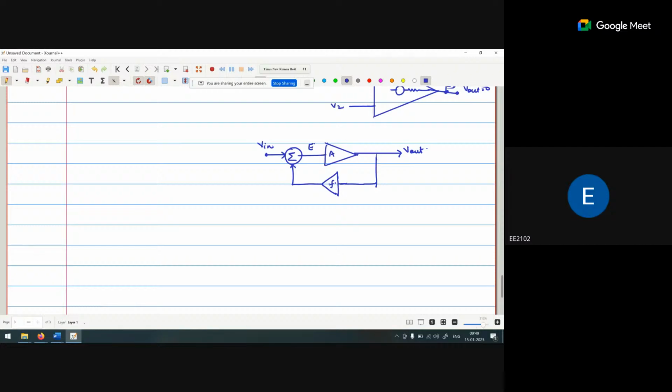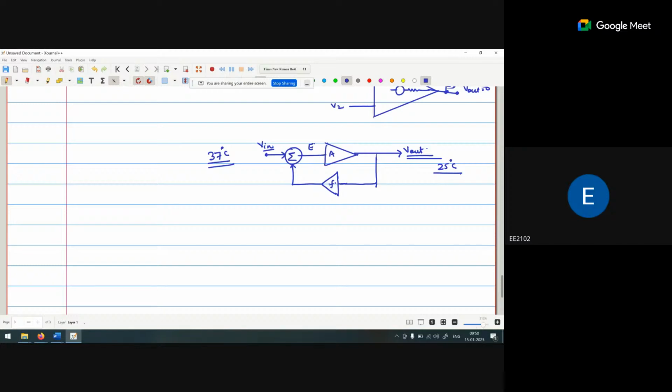Suppose I am taking an example like I have to maintain a room temperature. I am using an AC in my room and I have to maintain the room temperature at 25 degrees. Okay, 25 degrees. So what will happen in this scenario? Initially my temperature is 37 degrees. So this is my V in terms of temperature.